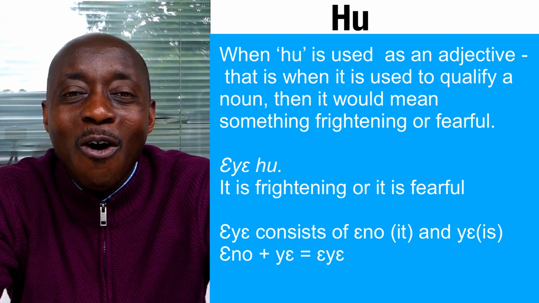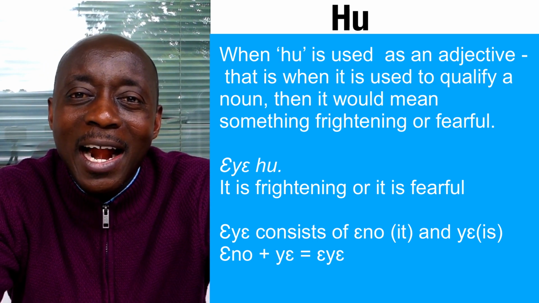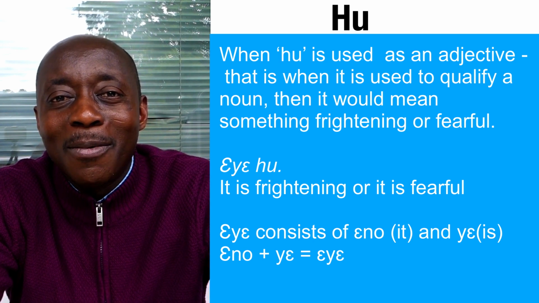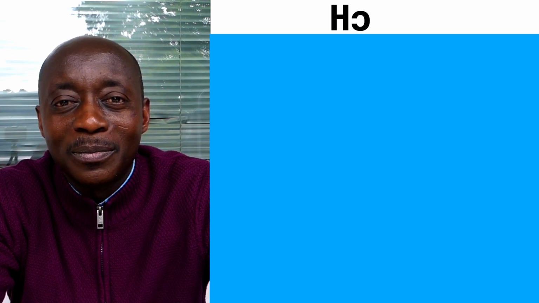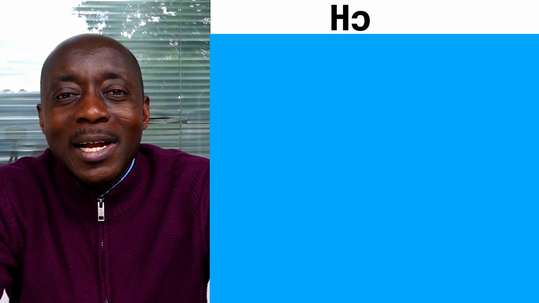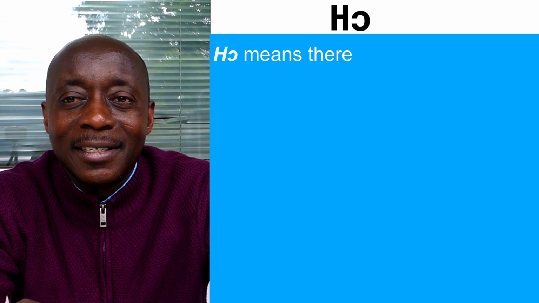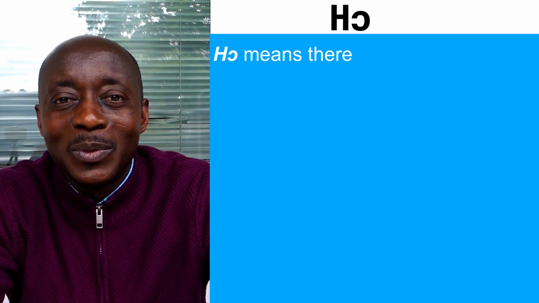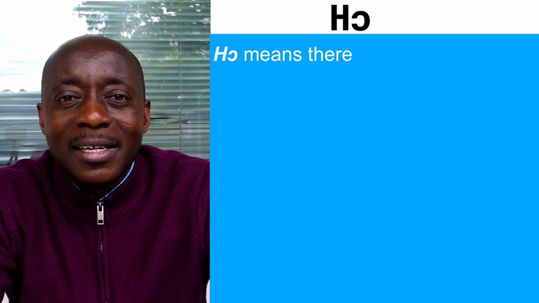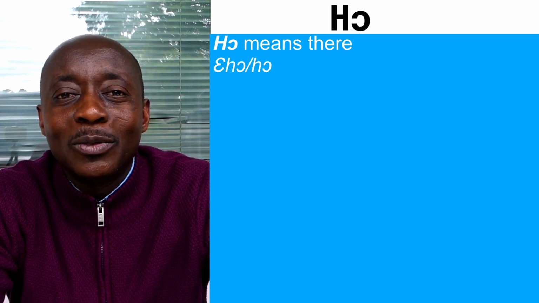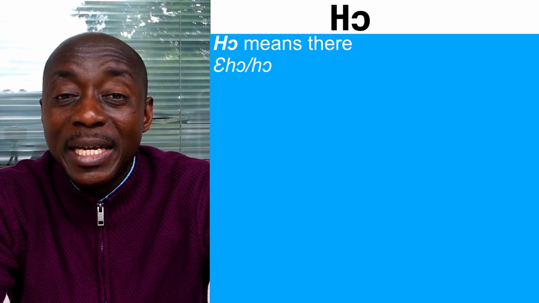Let's go to the fourth and the last vocabulary as far as this lesson is concerned. The last vocabulary is ho. What does that mean? It means there. However, sometimes you have to say eho, and sometimes you have to say ho. They all mean the same thing.